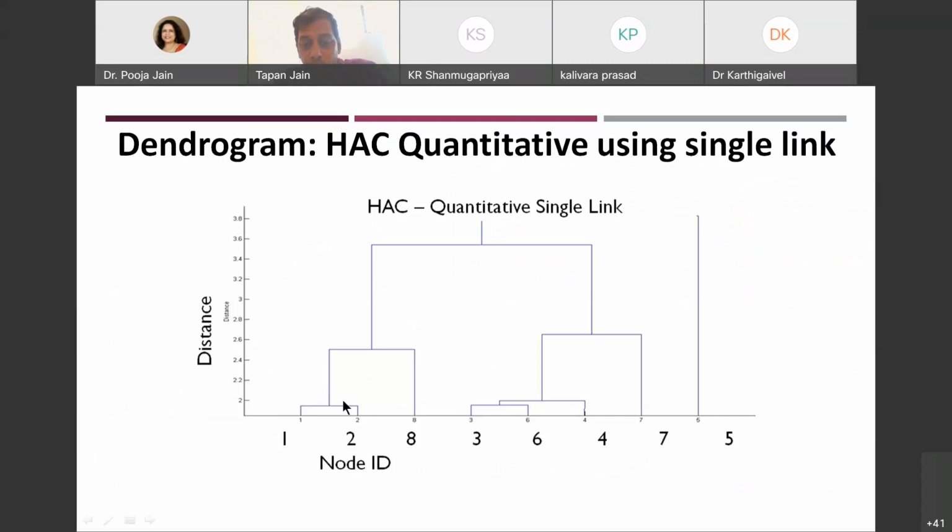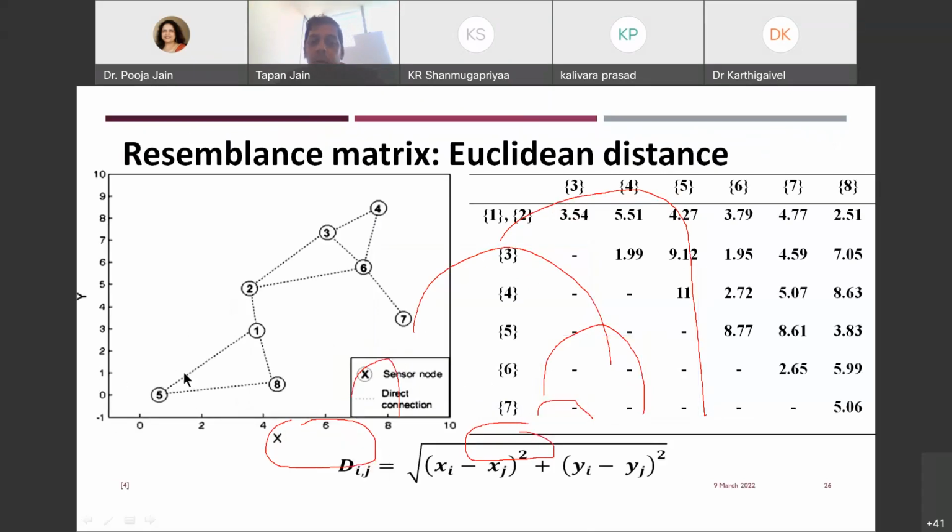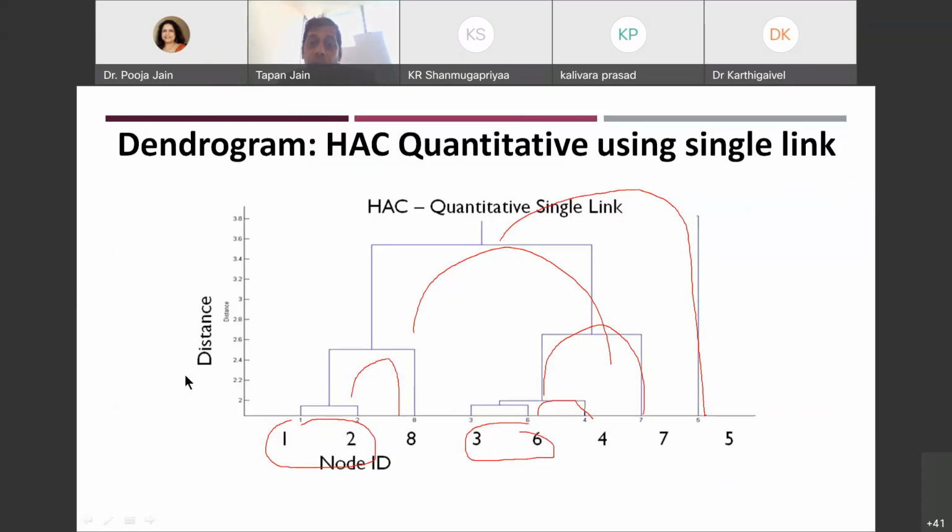Now 1 and 2 is combined. Look at that. This x-axis is the node ID and the y-axis is your distance. So 1 and 2 is combined, then 3 and 6 combined, then 3, 6, and 4 is combined, right? Then 4, 2, 8 is combined, then 3, 6, 4, and 7 is combined, and finally these two are combined, and last is 5. So if you look at the figure carefully, 5 is the farthest node. You can easily identify. Okay, so this is my quantitative method.